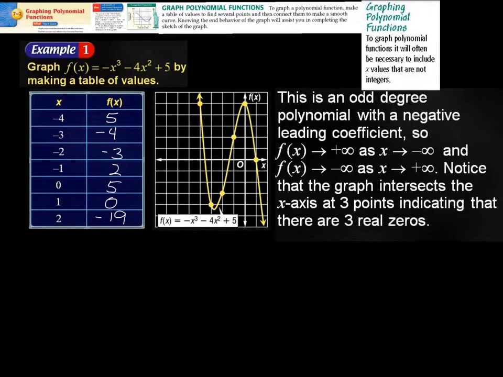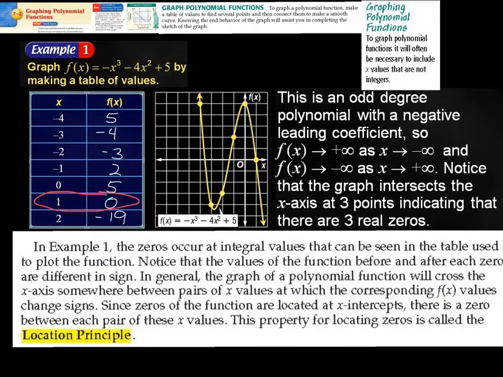To graph polynomial functions, it will often be necessary to include x values that are not integers if we wanted to get that minimum. In example 1, zeros that occur at integral values can be seen in the table and used to plot the function. Notice the values of the function before and after each zero are of different sign. So in our table we had positive 5 and -4, so somewhere between them there's a 0, and -3 and positive 2. Again, somewhere between -3 and positive 2 is the number 0.